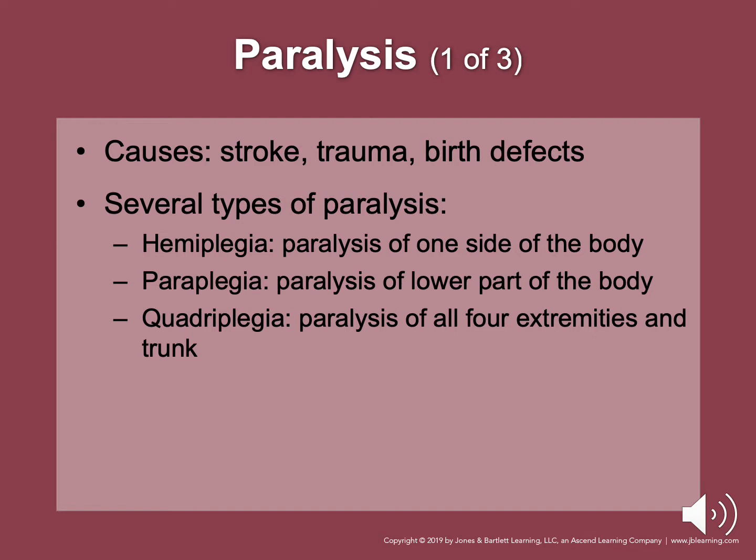Paralysis: possible stroke. Causes of paralysis include stroke, trauma, and birth defects. Types include hemiplegia, paralysis of one side of the body, possibly from a stroke or head injury. Paraplegia, paralysis of the lower part of the body, possibly from a thoracic or lumbar spinal injury or spina bifida. Quadriplegia, paralysis of all four extremities and the trunk, possibly from a cervical spine injury.